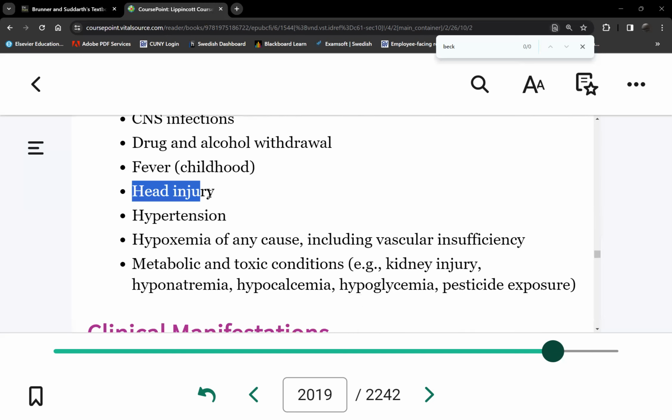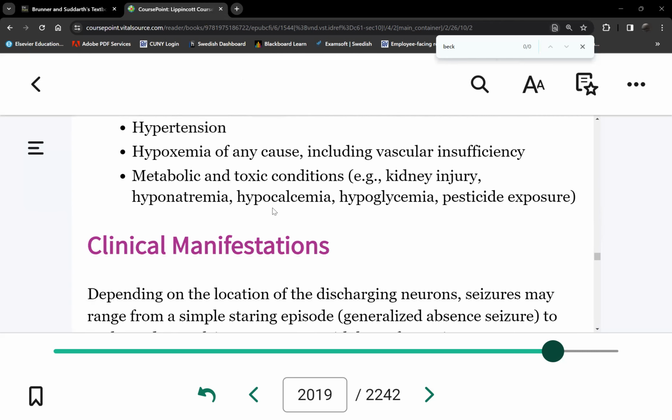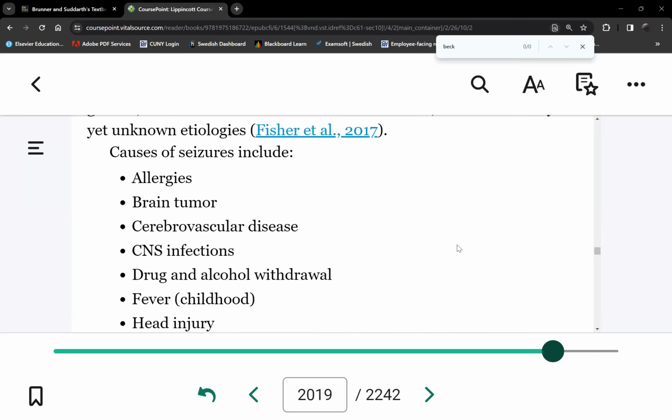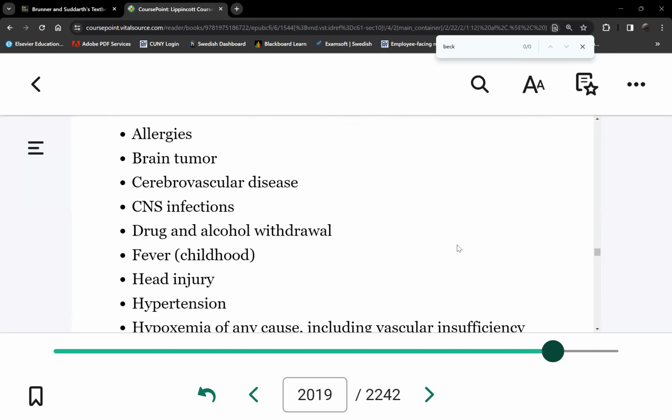You can also have seizures from head injury, which causes increased ICP, or severe hypertension, which also causes increased ICP and triggers a seizure, or hypoxemia, or let's say metabolic and toxic conditions. You have, let's say, severe uremia, meaning you're missing dialysis, you have really sky-high toxins in your blood, or ammonia, for instance, that will cause seizures, okay? Indicating brain injury. If there's a cause, then that's what we'll call it.